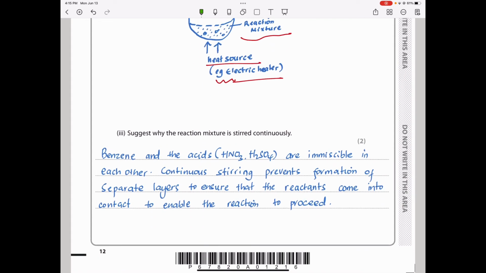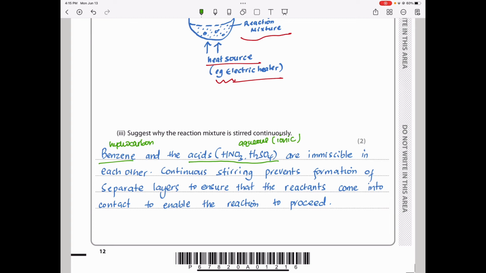Suggest why the reaction mixture is stirred continuously. We stir continuously, of course, because of the immiscibility. Remember, these acids here are aqueous, and we would say they are ionic in nature, while the benzene is a hydrocarbon, which is basically not going to interact with ionic compounds. So we continuously mix them to allow the hydrocarbon benzene to make interaction with the aqueous layer in order for a reaction to occur between them so that products can be formed.